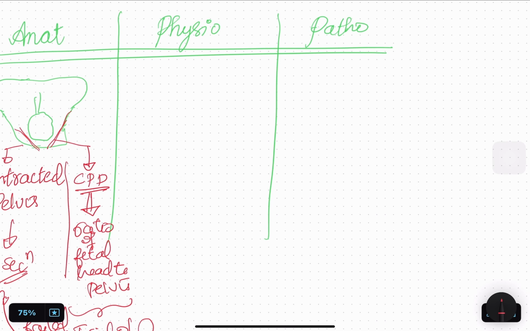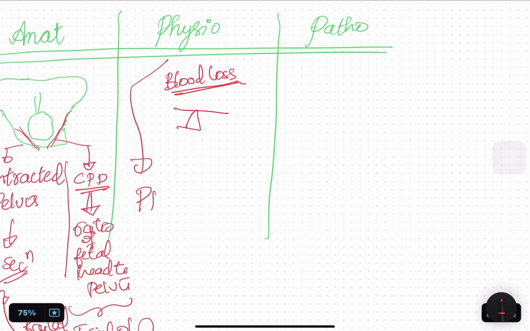What happens in physiology is, if blood loss occurs. Why does blood loss occur? If there's an imbalance between what? Vasoconstriction and vasodilation, and if vasoconstriction is not happening properly, or coagulation is deranged, or if fibrinolytic mechanisms are not proper, then it can lead to PPH. That's the most dreaded complication which an obstetrician encounters. So that is the major thing which I need to talk about in physiology. PPH.